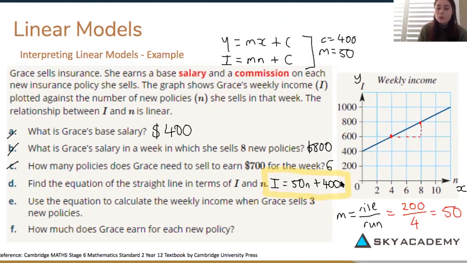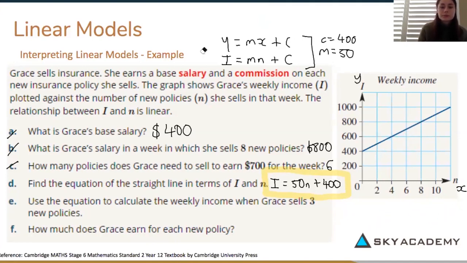And then, depending on how many policies we sell, we're going to get commission, which is extra money. So that is going to be the 50N. So for every policy, we're going to earn $50. And so the M is going to be the one that changes. So let's have a look at the next question.